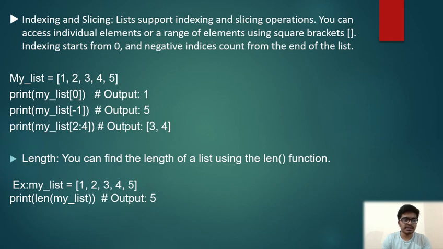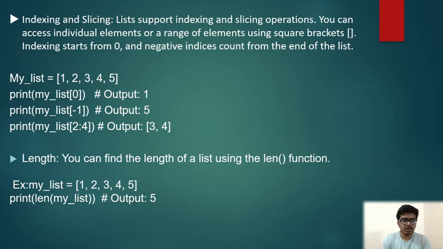As in my_list, the counting starts from 0, 1, 2, 3, and 4. Print my_list[-1]. Here minus 1 comes from the last value, which states the output is 5. Print my_list[2:4]. 2 colon 4 represents 3 and 4.